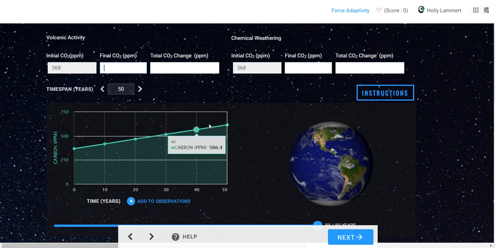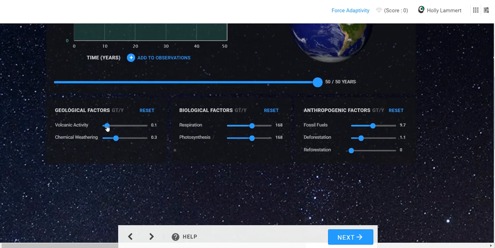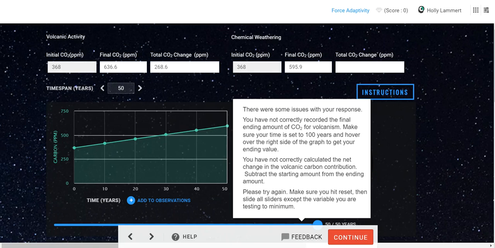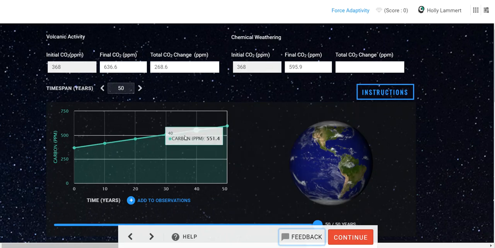So volcanic activity, initial output, if we increase it, it's going to go up to 636.6, and then go ahead and calculate that change. Okay, and then do the same thing for chemical weathering. So we're looking here now at what is the amount of increase. That's going to give us a little bit better idea of how big of a factor each one of these things are. Okay, so 595.9 minus 368 is, okay, let's go ahead and check that.